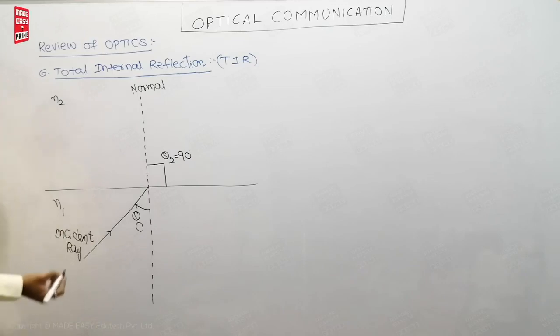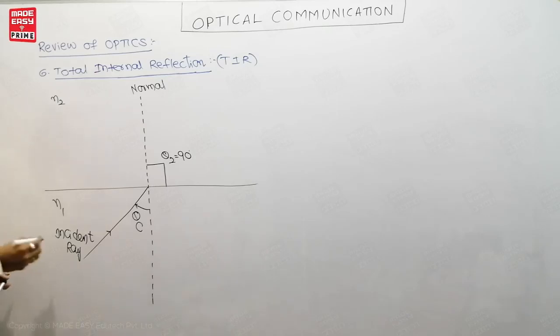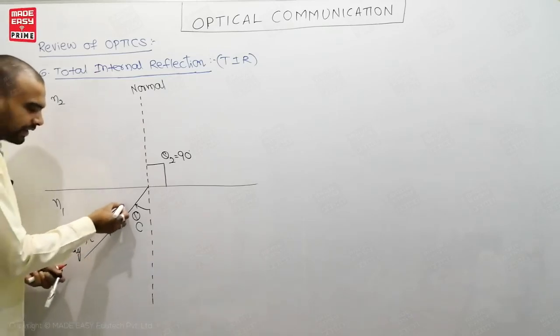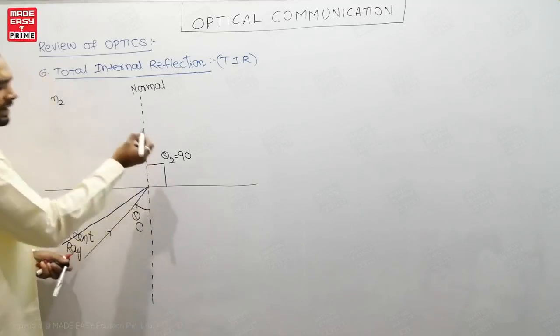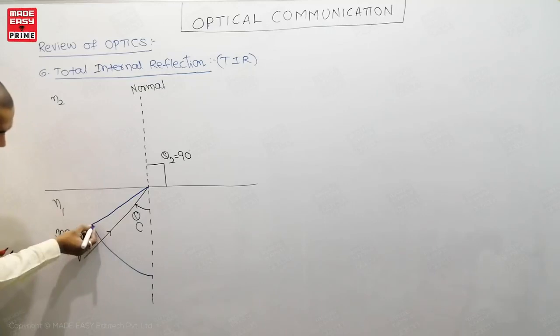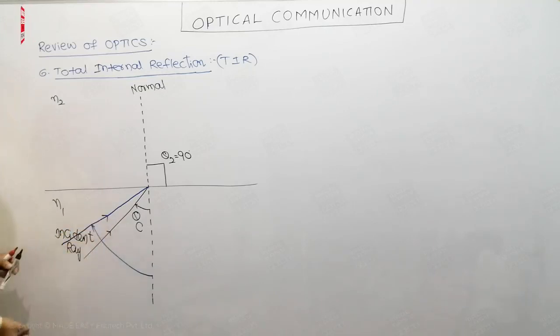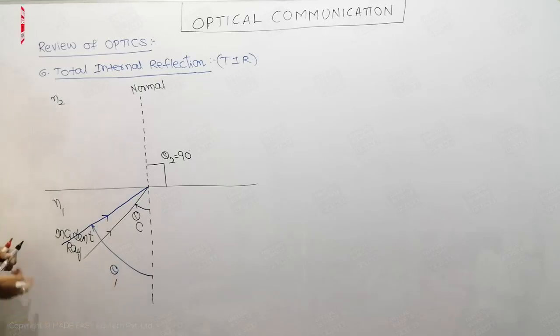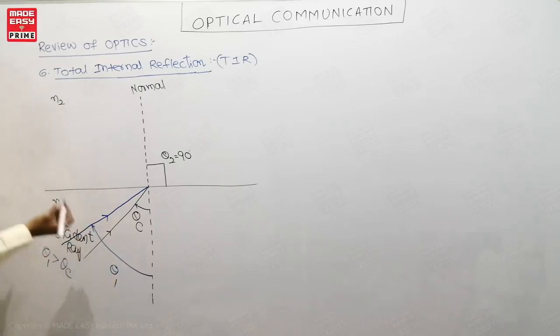Now just see the concept. Whenever the light ray is incident with an angle theta 1 greater than theta c, this is the incident ray. It is called theta 1. Your theta 1 is going to be greater than theta c.